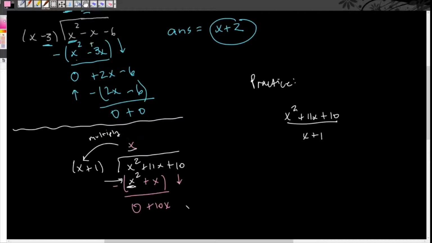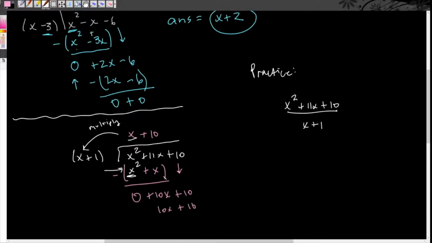Bring the next guy down. And then now we're looking at, this is our leftmost term, we want 10x. So what times x equals 10x? Must be 10. So 10 times x is 10x, and 10 times 1 is 10. So we're subtracting this off. 10x minus 10x is 0, just like we need, and then 10 minus 10 is 0. So we're done. Here's our answer, x plus 10.